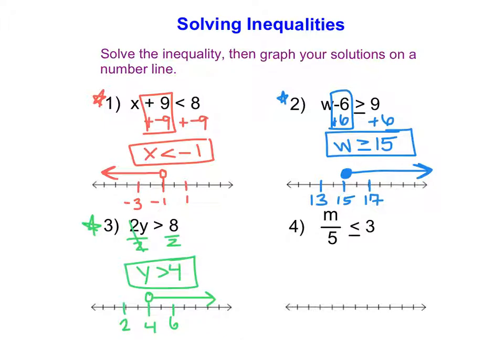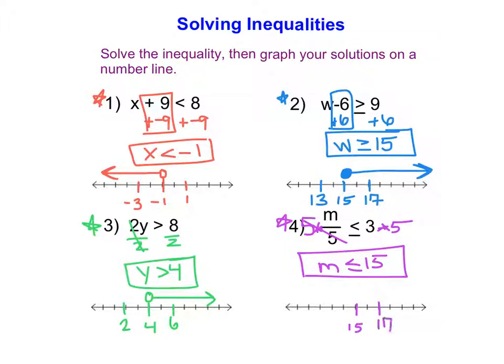Those will represent y. And then finally over here in number 4, we see m divided by 5 is less than or equal to 3. So we're going to multiply each side by 5 to undo that division. We get m is less than or equal to 15. And then we go to our number line. We have 15. We're going to have a closed circle at 15 due to the equal to, and then we want all of the numbers for m to be less than or equal to 15. So if you know how to solve equations, solving inequalities is essentially the same process. There's just one small difference, and we'll talk about that on the next slide.